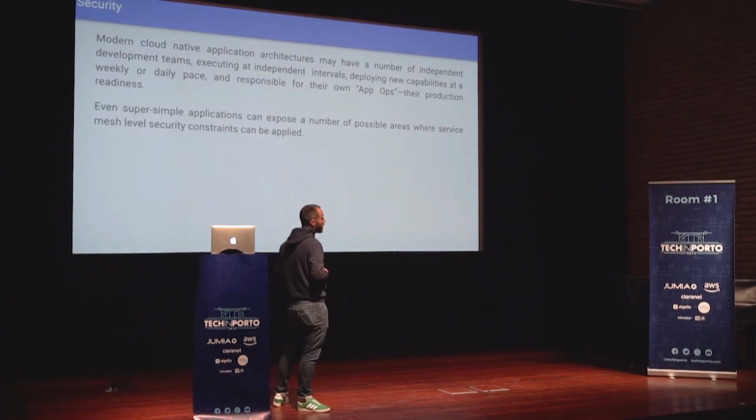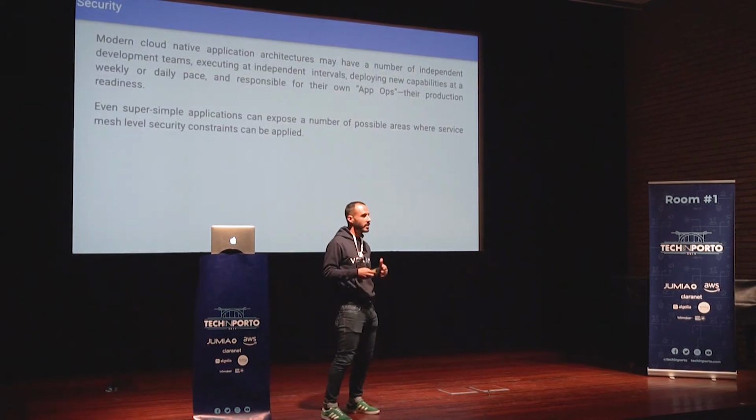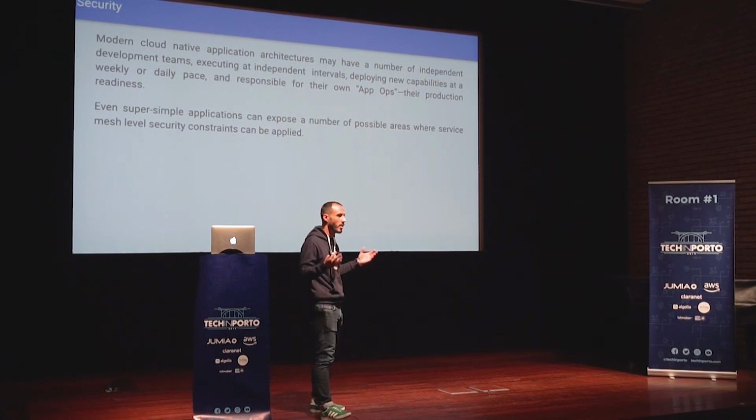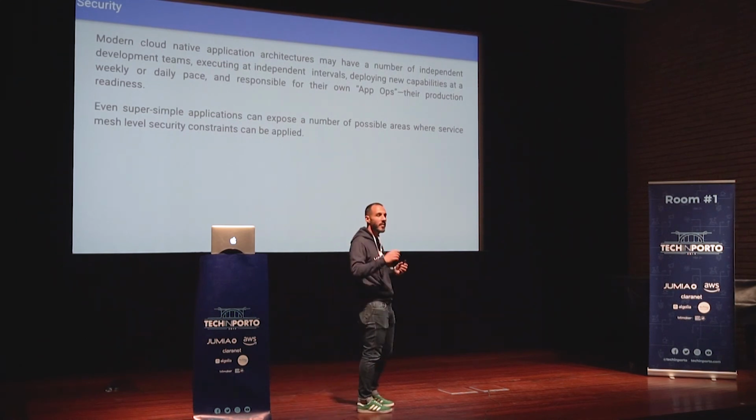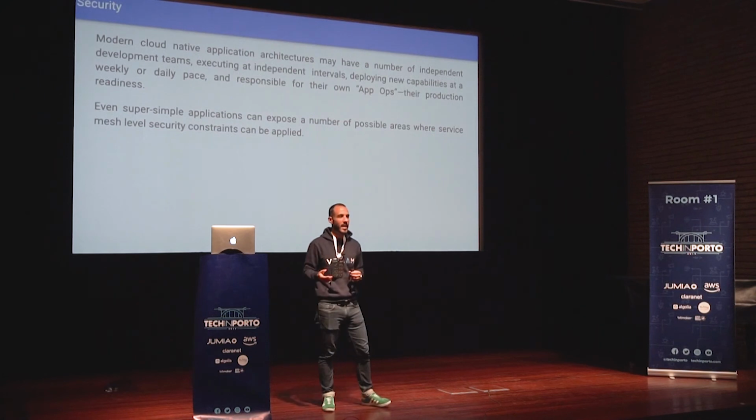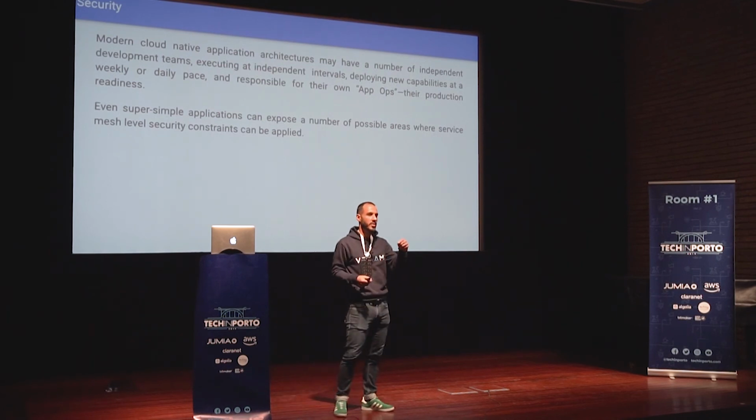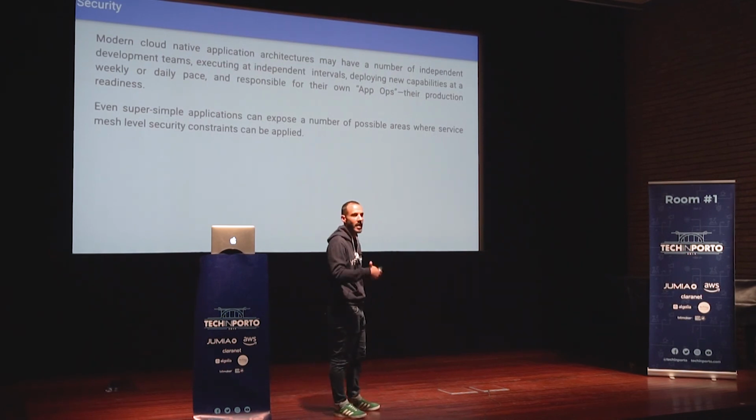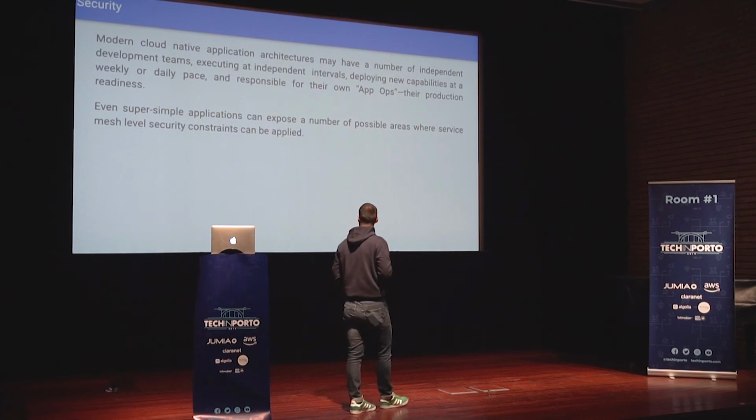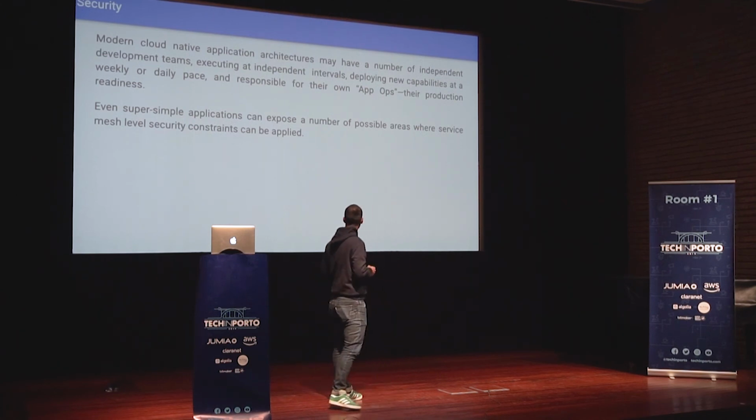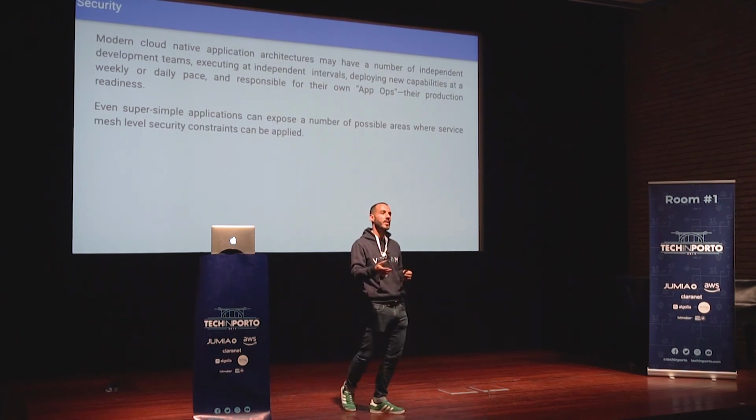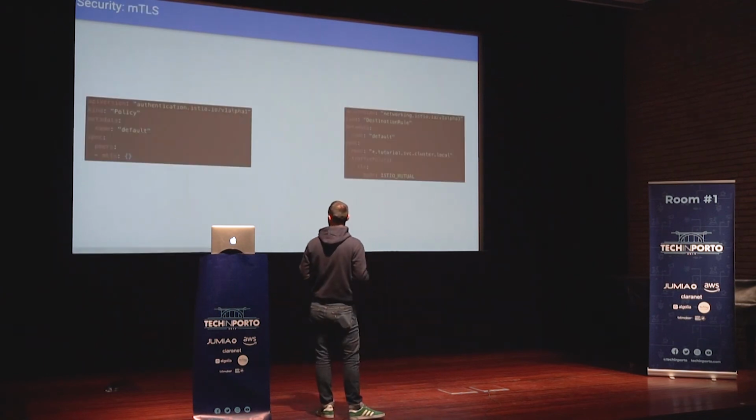Last but not least, security. So we are now talking about dozens of services, different teams deploying code. Even simple applications can have security holes. You can have a service that is exposed and actually expose your whole infrastructure, and you can just get in and get information from your clients. That's not desirable. So Istio actually provides some of those capabilities for you. So let's see some of those.